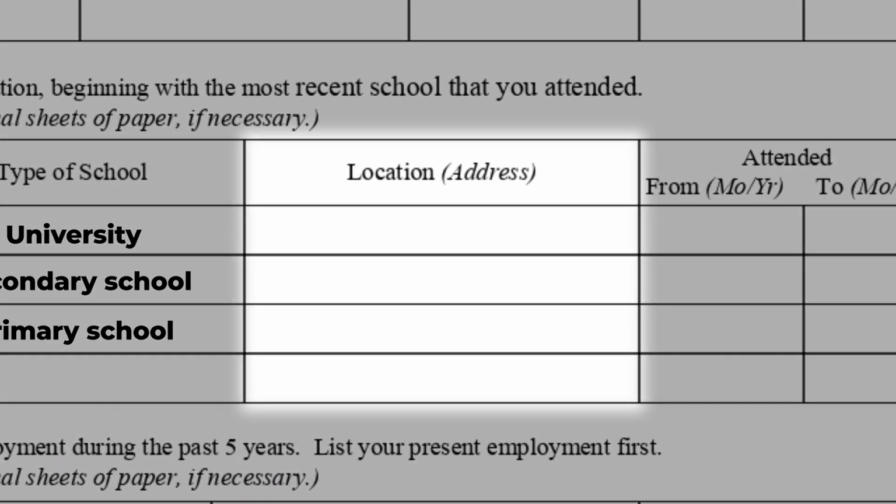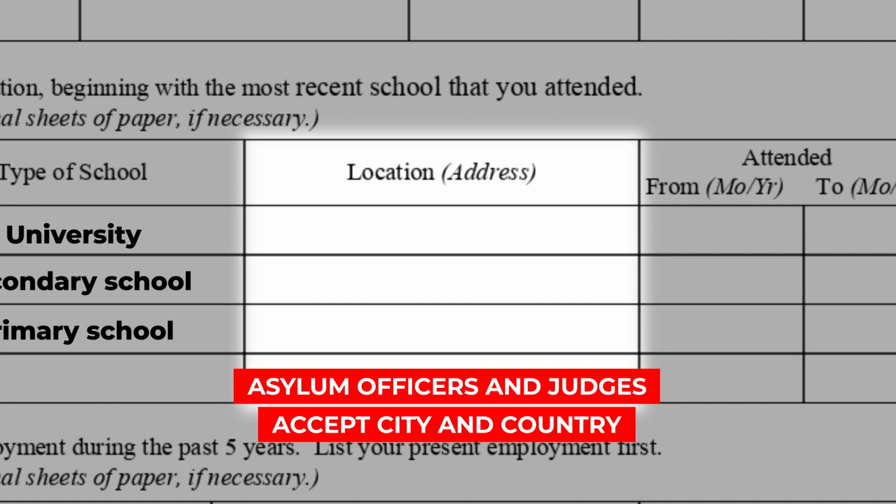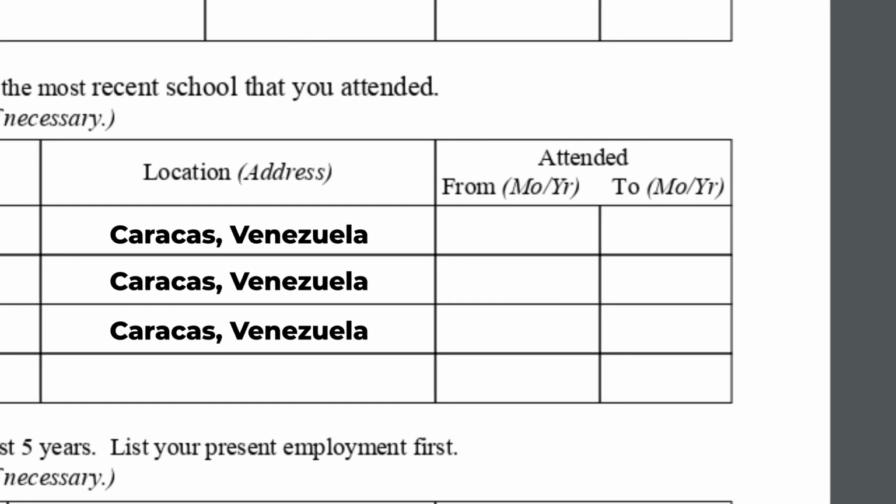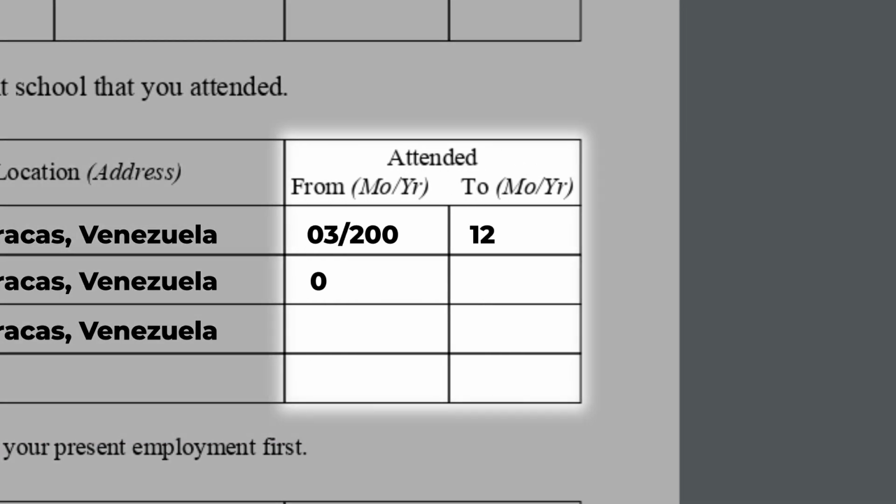All right, moving along. We're ready for the location column. It says address next to the word location, as if you need to list the actual address of the school. But to be honest, I've never seen an asylum officer or immigration judge request the address. They're fine, in practice, with just the city and country. So, list the city in which the institution is located, followed by a comma, and then the name of the country. Next, list the beginning and ending month and year of your attendance.